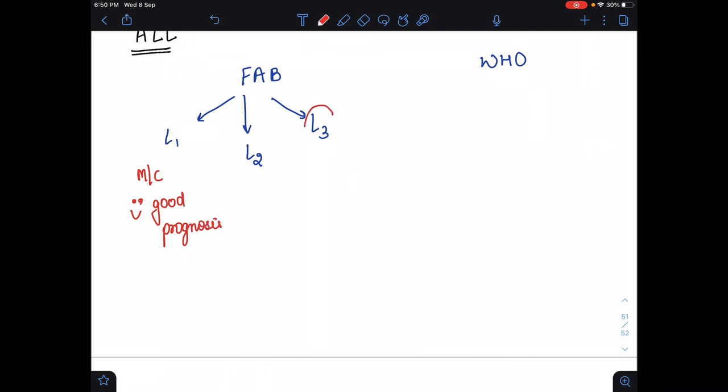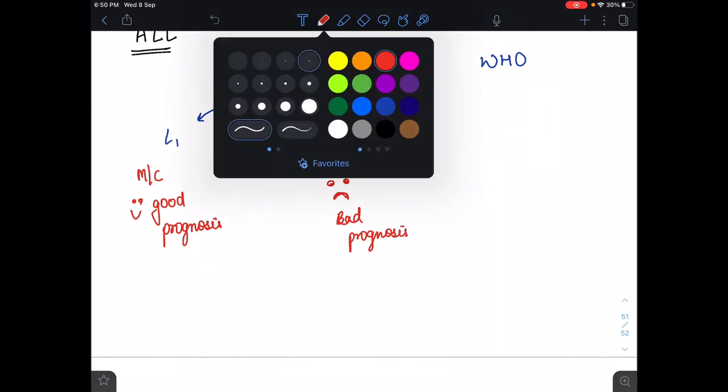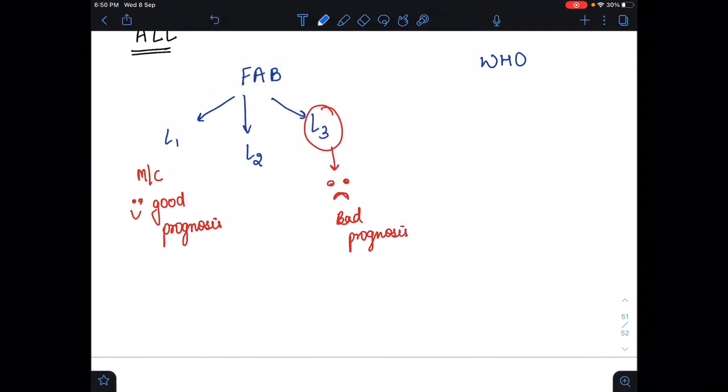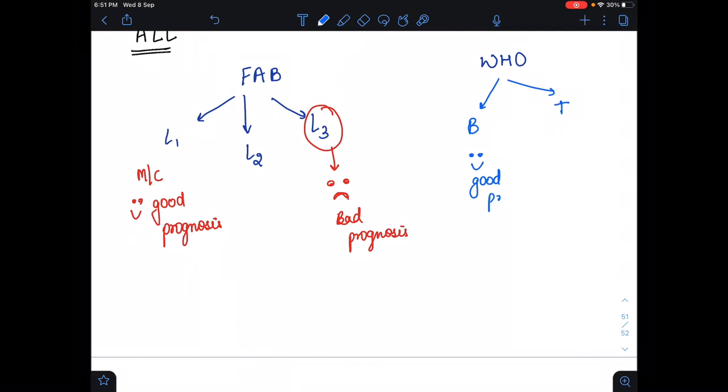while L3 of the FAB classification has the worst prognosis. Please remember that it has the bad prognosis. The WHO classification divides ALL, acute lymphoblastic leukemia, into B type and T type. Here also the B type has the good prognosis, while the T type has the bad prognosis.